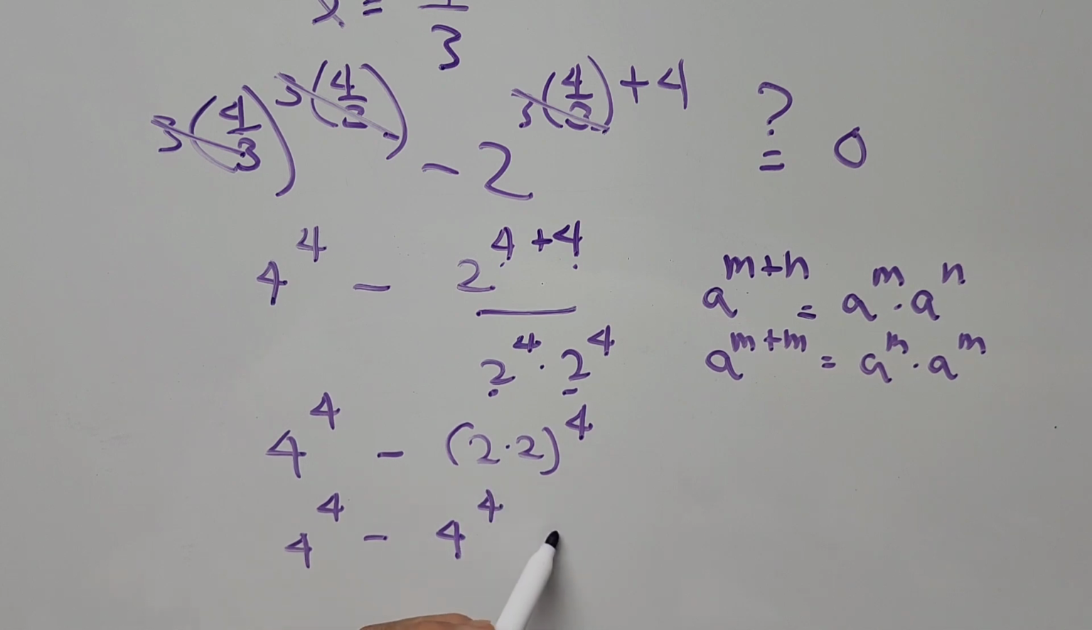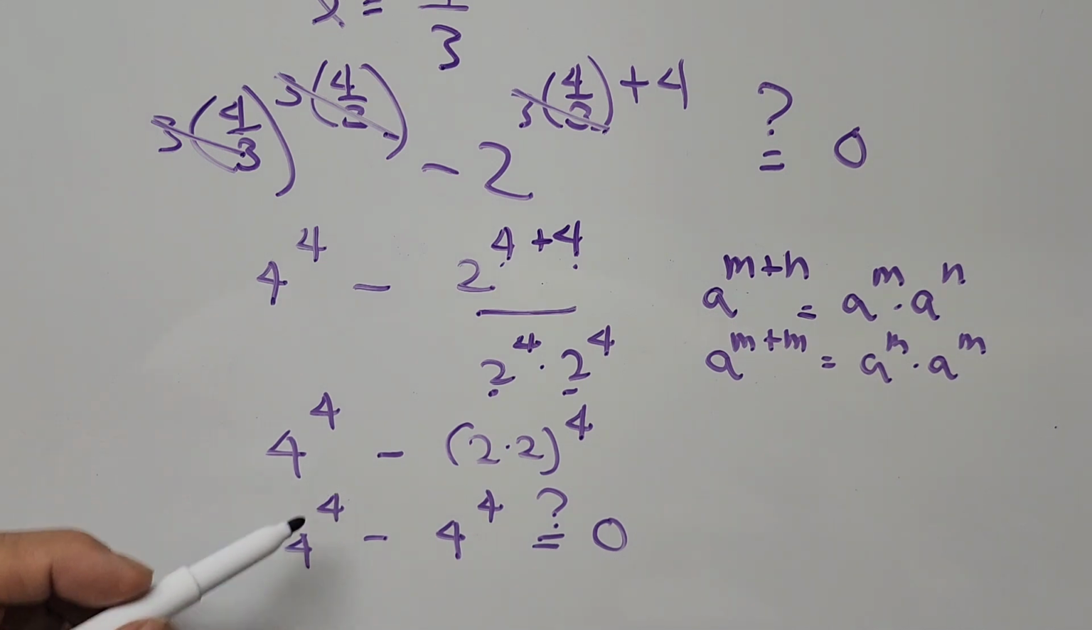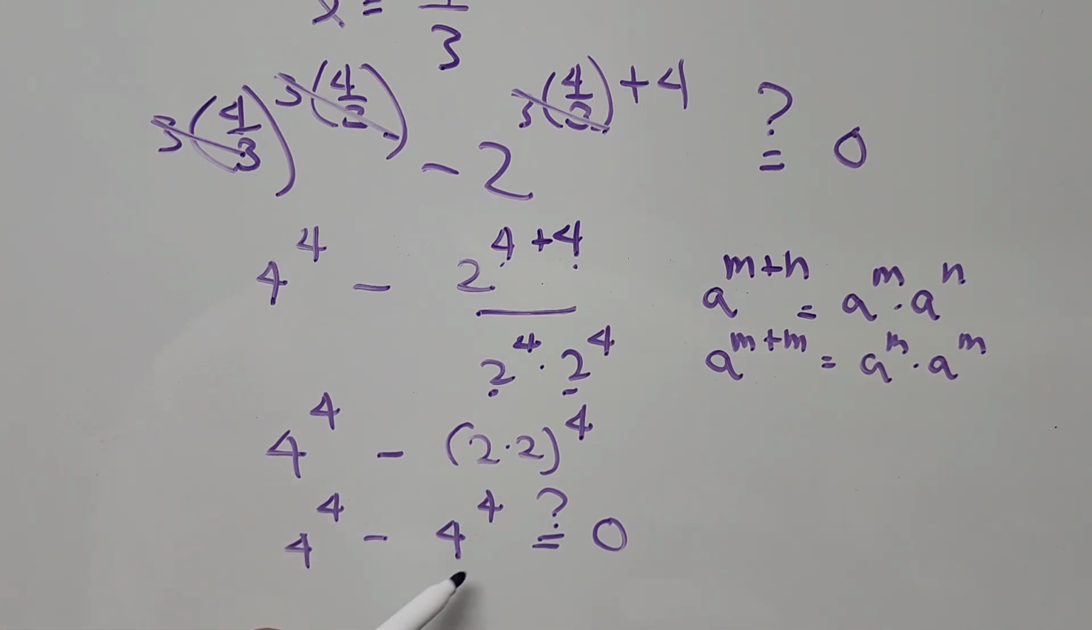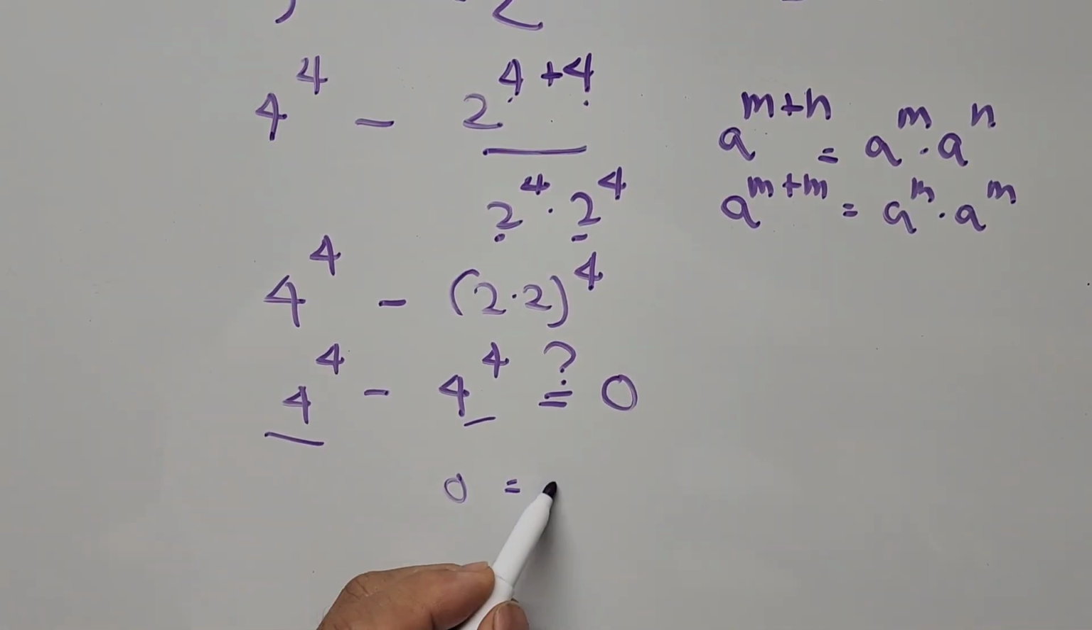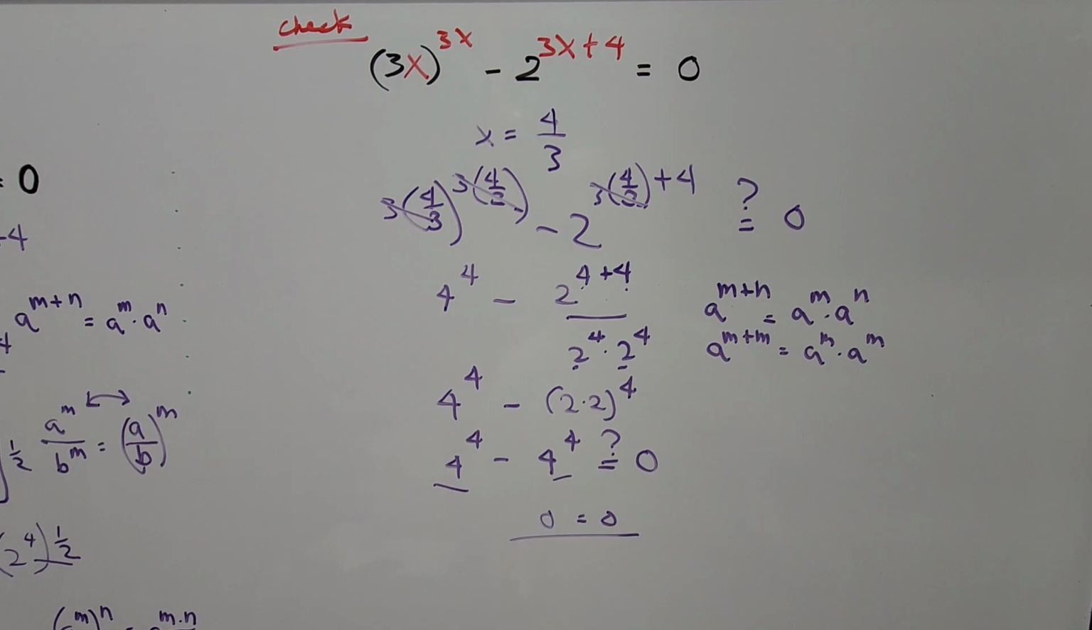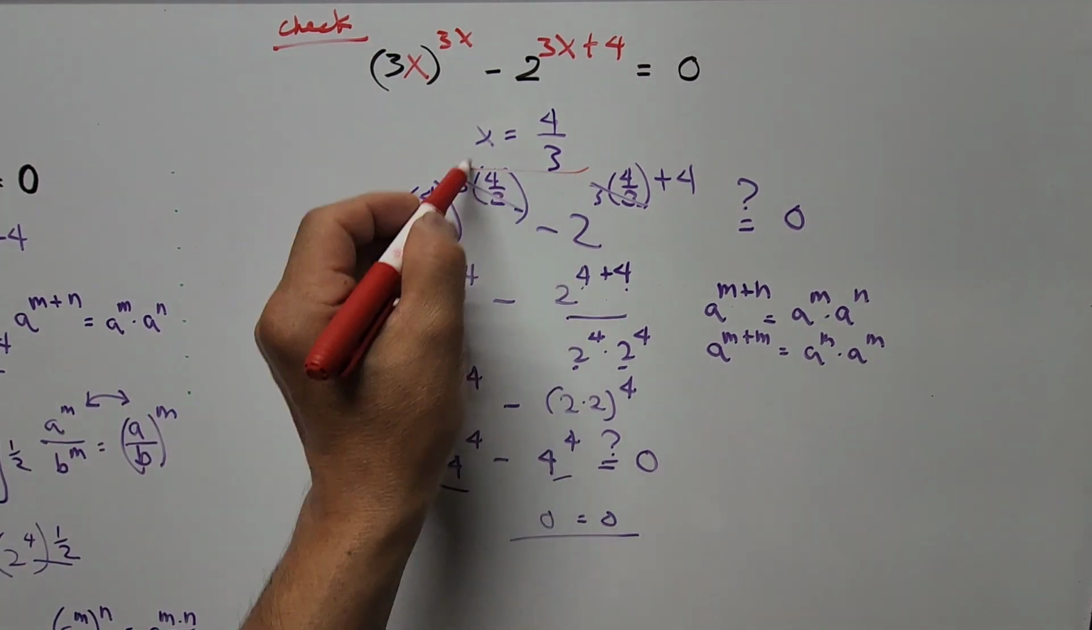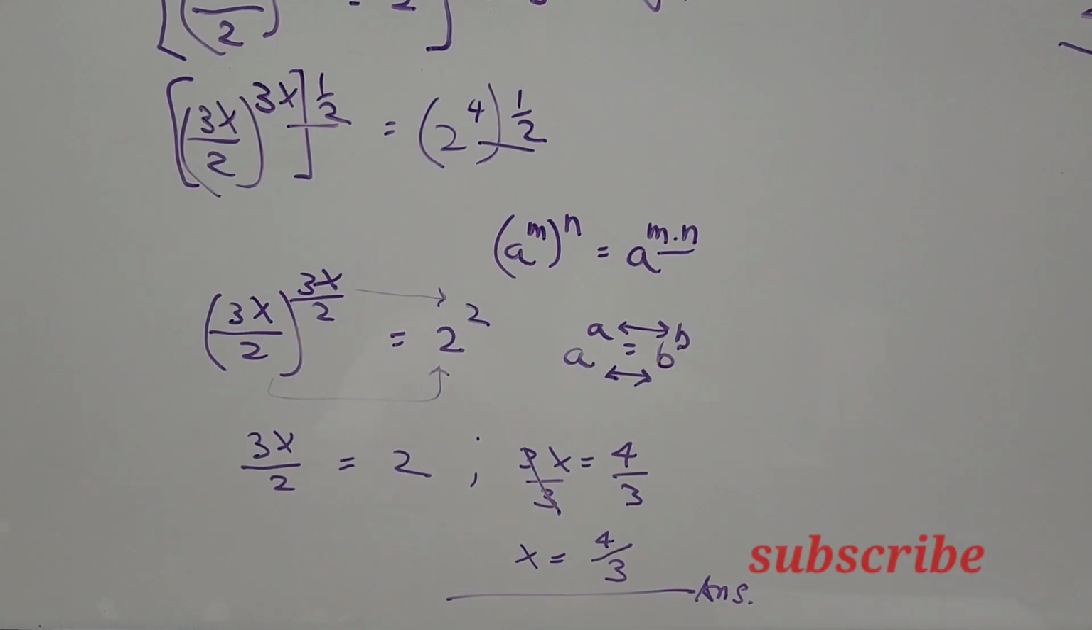So this is equal to 0, of course, because 4 to the power of 4 subtracted by the same amount ends up as 0. So 0 equals 0, which confirms our answer is correct. x is 4/3. Final answer.